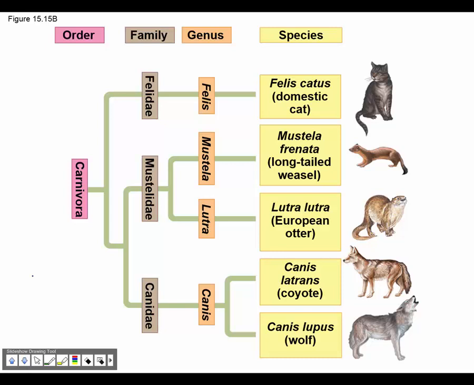So here is a tree, right? So going from order Carnivora, right? We have Felidae, which led to the cats, and then we had the weasels and otters, and then coyotes and wolves, right? So from order, family, genus, and species, you can see the relationships that break off. So the weasels and otters are more closely related to each other than they are to the cat, right?